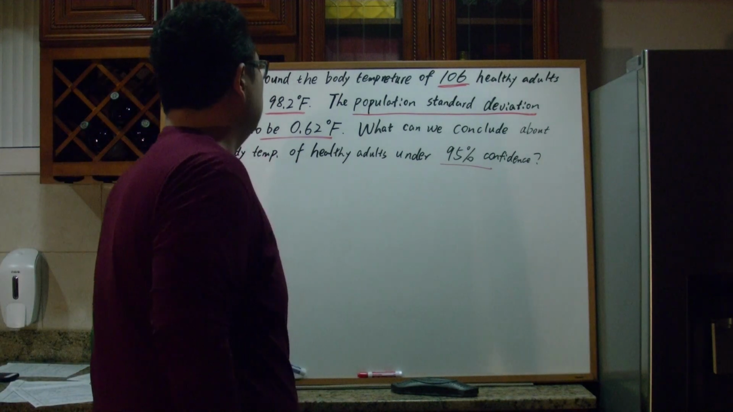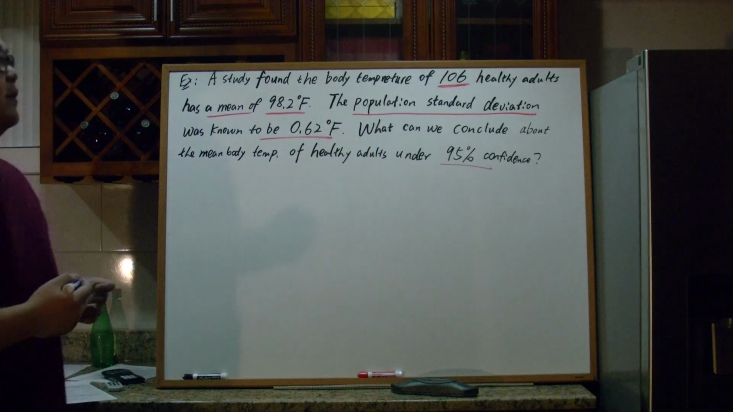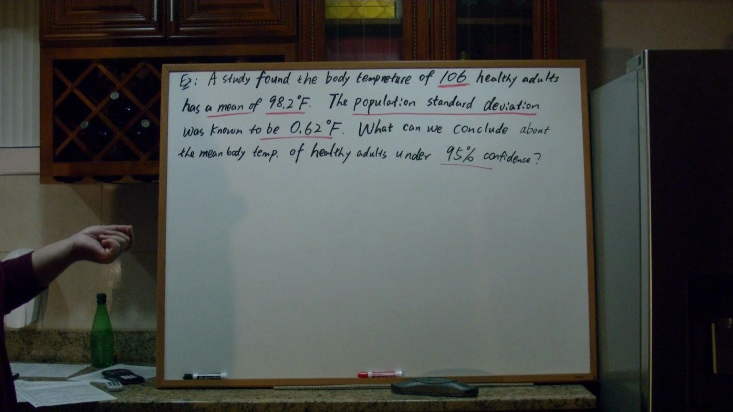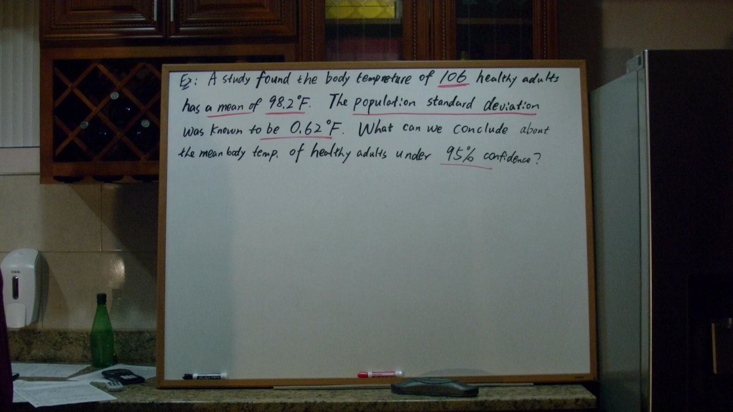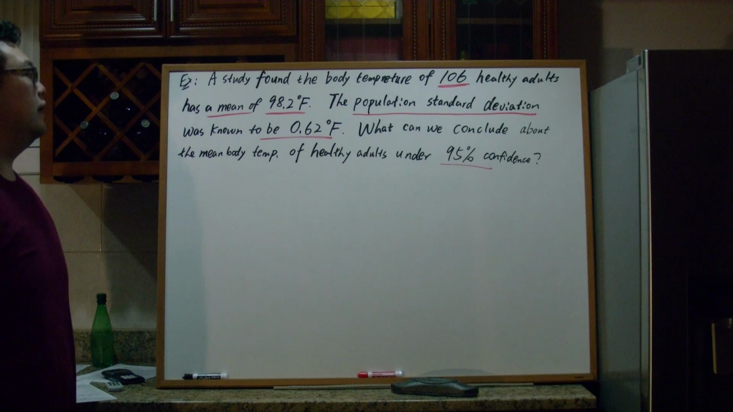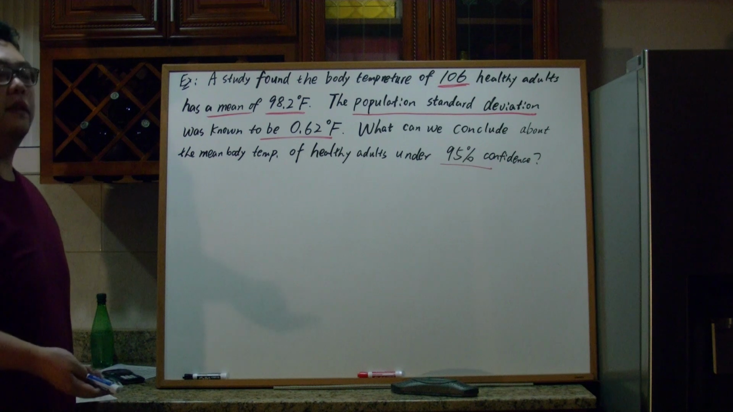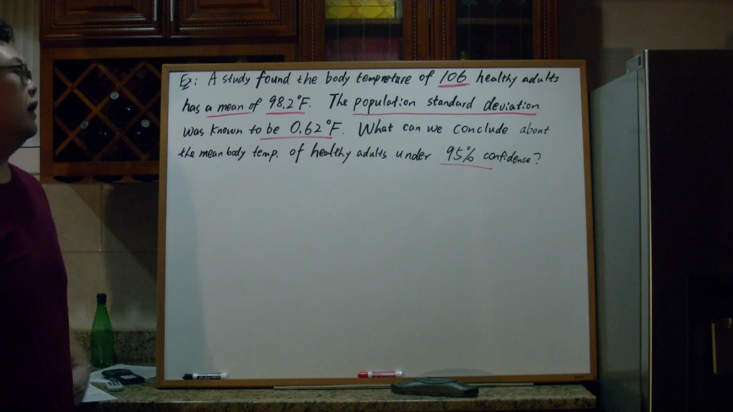So the condition, of course, is satisfied. We don't know the population distribution, but we know the population standard deviation is 0.62, and also the sample size is large enough at 106. So when the population standard deviation is given and the sample size is large enough, we can use the z-score.